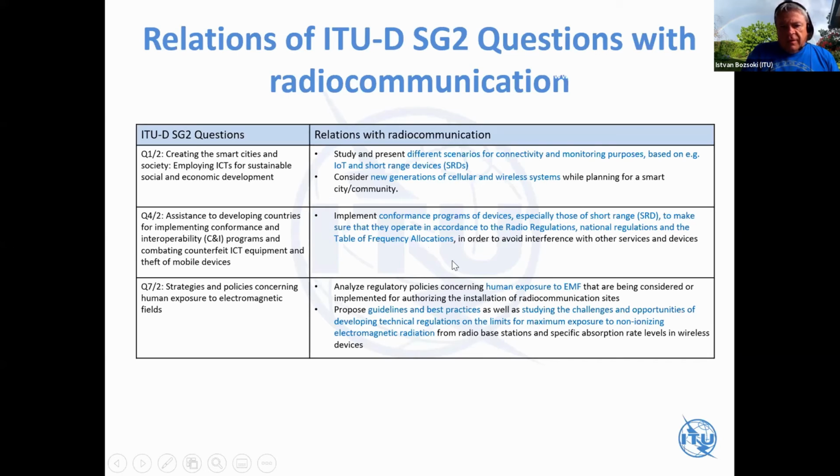So it's implementing conformance programs for devices, especially those of short range, to make sure that they operate in accordance with the radio regulations, you can see here, national regulations, and the table of frequency allocation, in order to avoid interference, of course. And the EMF question, to analyze regulatory policies concerning human exposure to EMF, propose guidelines and best practices on studying the challenges and opportunities of developing technical regulations on the limits for maximum exposure to non-ionizing electromagnetic radiation. This is especially a subject where all 3 sectors and bureaus are working together, and especially from Working Party 1C, there is already a report on the measurements of the EMF.